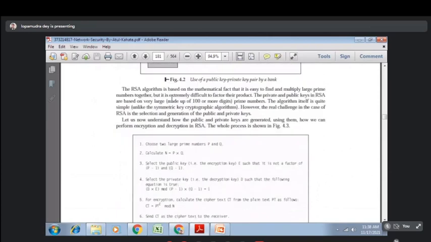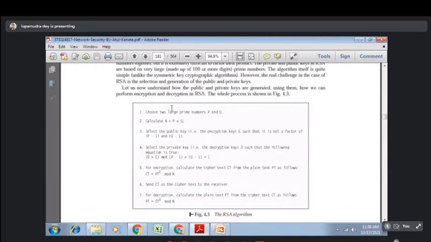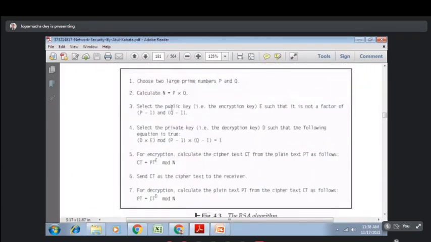So let's discuss the RSA algorithm. These are the 7 steps of the RSA algorithm. First, you have to generate two large prime numbers, P and Q, and then multiply them, that is N equal to P into Q. Then select the public key E, notified as E as it is the encryption key, such that it is not a factor of P minus 1 and Q minus 1.